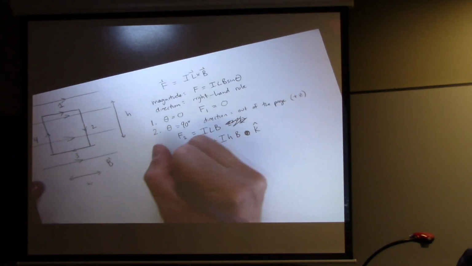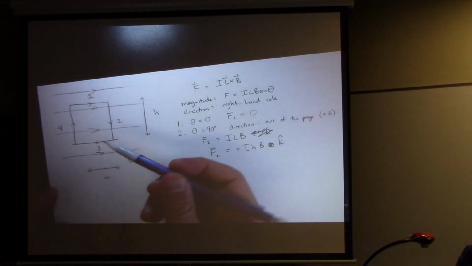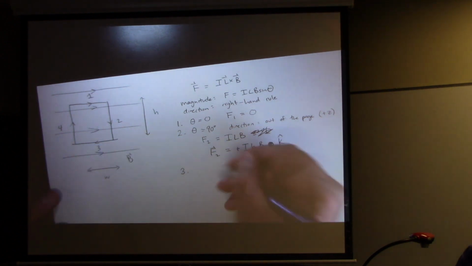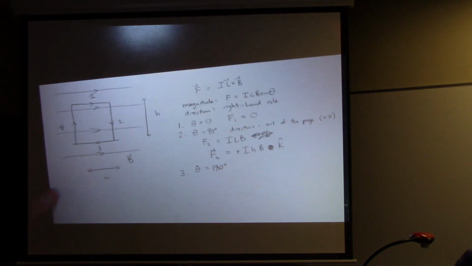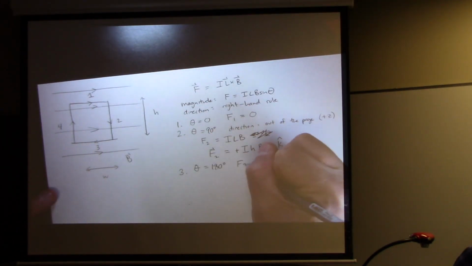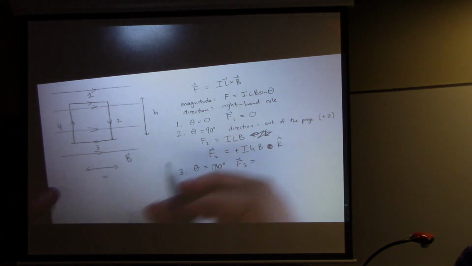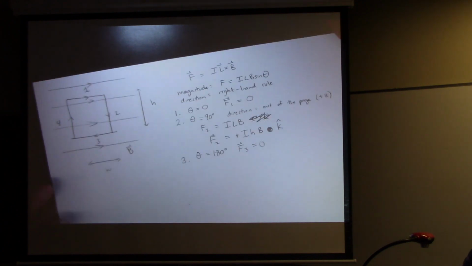Okay, wire number 3, this one down here, the current is running to the left, the B field is going to the right, so the angle between them is 180, they exactly oppose each other. And again, that's another case where you're going to have zero force, just like if the angle was 0, because sine of 180 gives you 0.